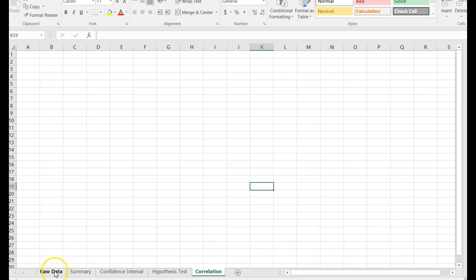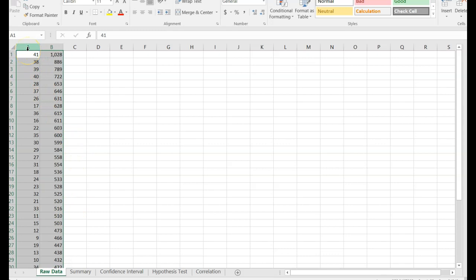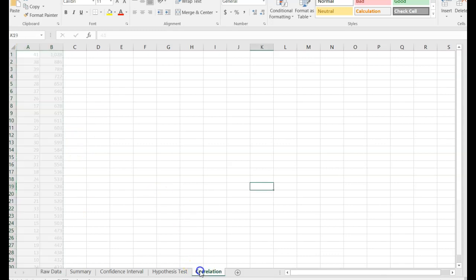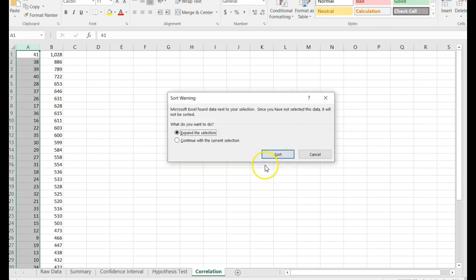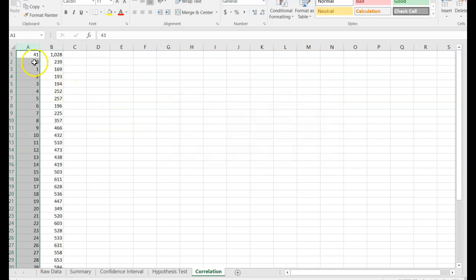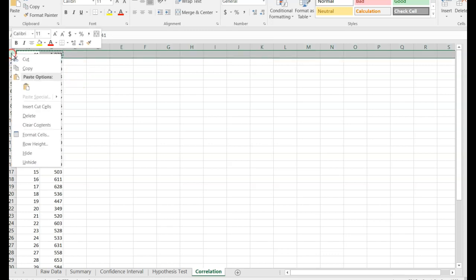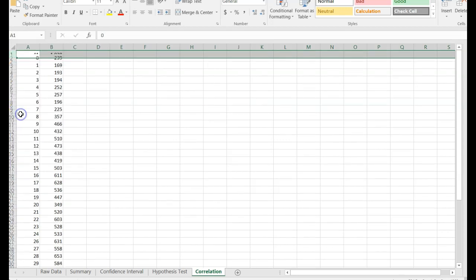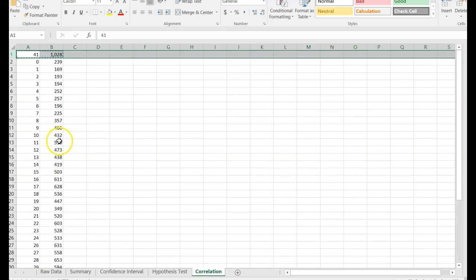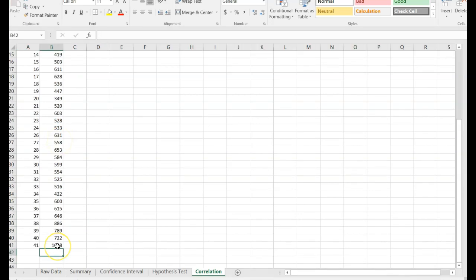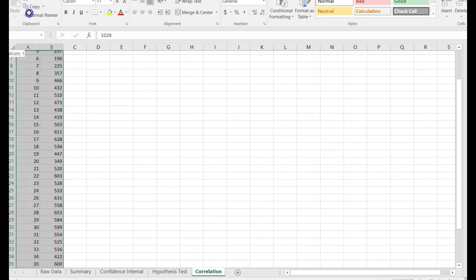I can take my raw data. My raw data was the NBA 3-point leader for each season. Let me sort smallest to largest and expand. This is what my data looked like to begin with. Let me go back to the bottom and paste that. I don't know why that didn't go in there nicely. 41, 1028.